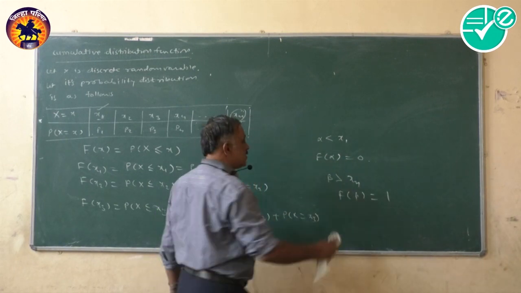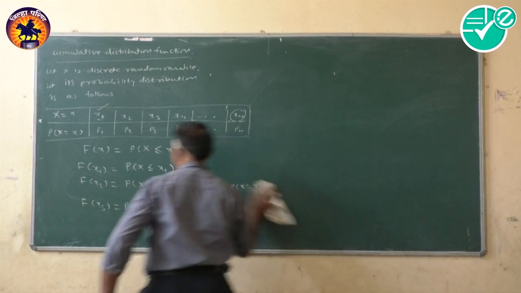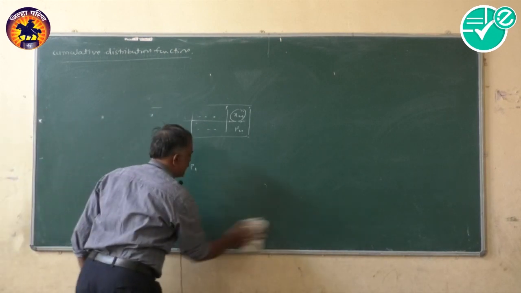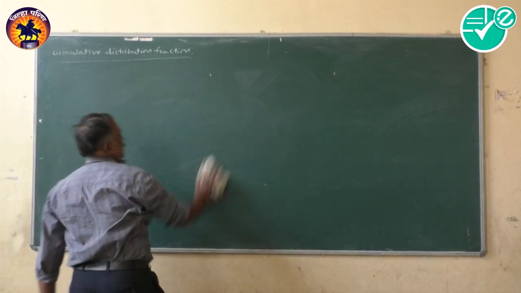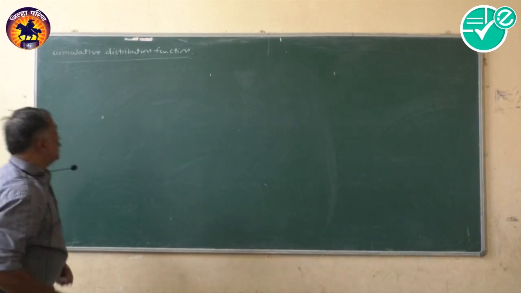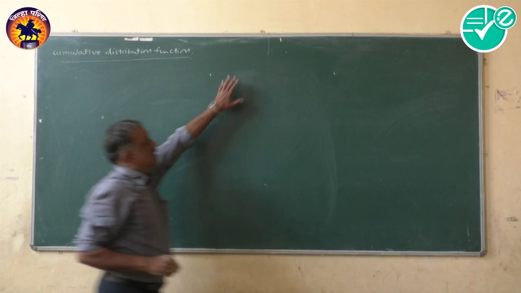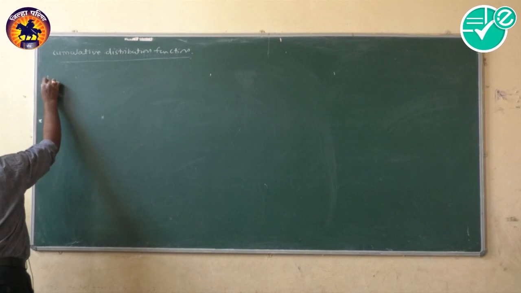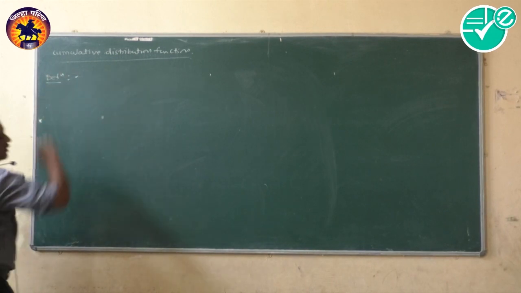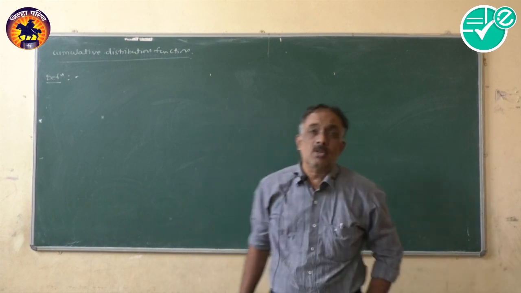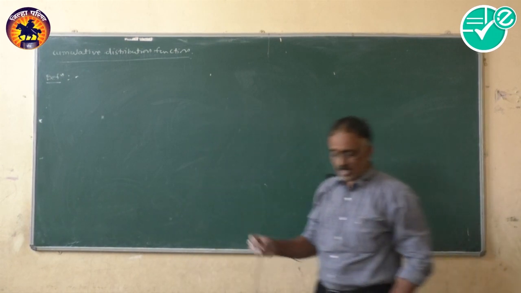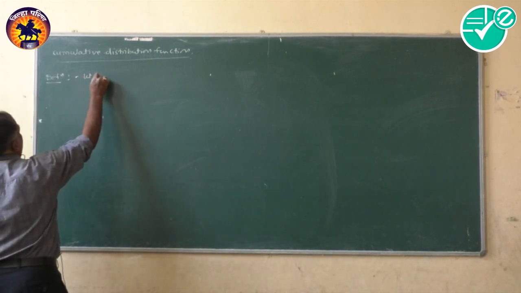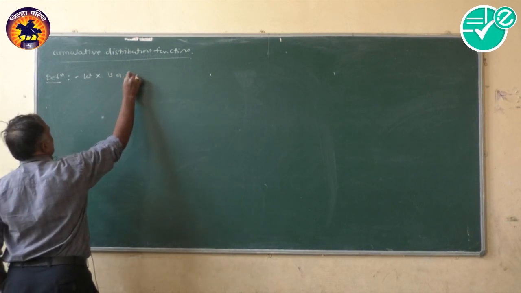Well, very first let's write the formal definition of the cumulative distribution function, and then let's try some problems based on it. So see here, let's write the definition of a cumulative distribution function, not the binomial distribution. See here, let capital X be a discrete random variable.